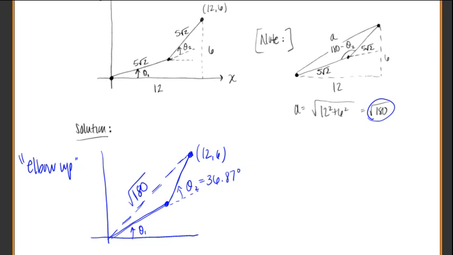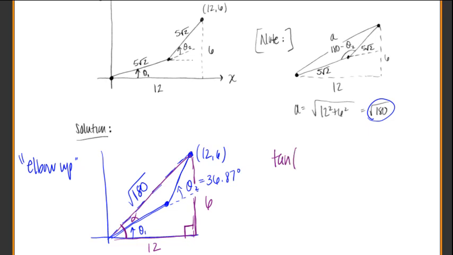How we're going to get theta 1 is similar to some stuff we've been looking at before. We can treat this as a right triangle right through here, where the height is the y value 6, the length down here on the base is the x value 12, and the hypotenuse right here is the square root of 180. If I have that, then I know I can find this using the tangent. Let's call this tiny little angle in here alpha.